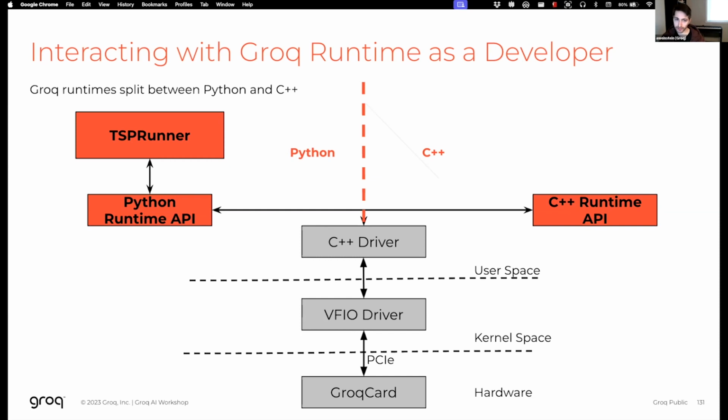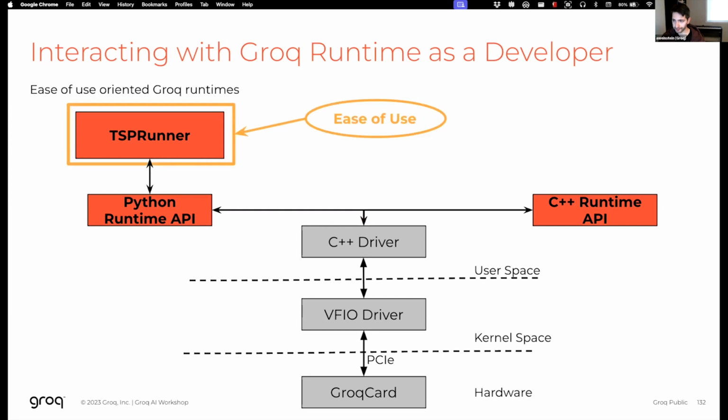Assuming you choose a language, C++ or Python, you have various options. One of the biggest distinctions I want to make, aside from language, is whether you're focused on ease of use or on getting high performance. If your goal is ease of use and you just want to get your model up and running on Groq hardware to see it's working and do some slight model tuning, then you would probably use the Python-based TSB runner runtime. The Python-based TSB runner is a great runtime to use in your application for a quick proof of concept.